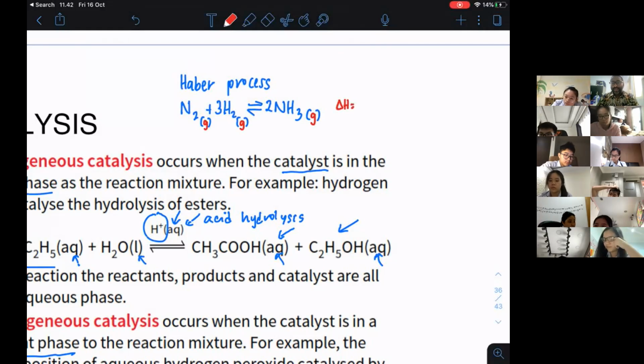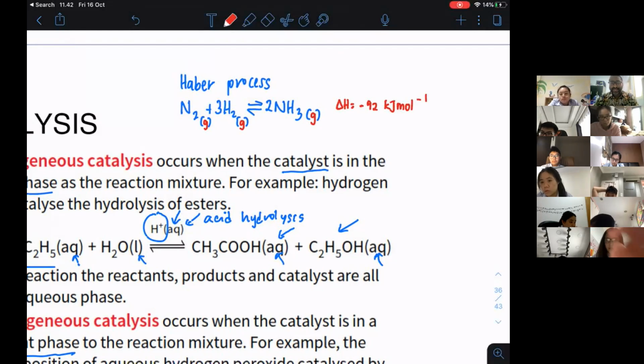You need to memorize this by now, because you're already in A2, JC2. You need to know that this one is negative 92 kilojoule per mole. It's an exothermic reaction. It's one of the very important reactions in chemistry.